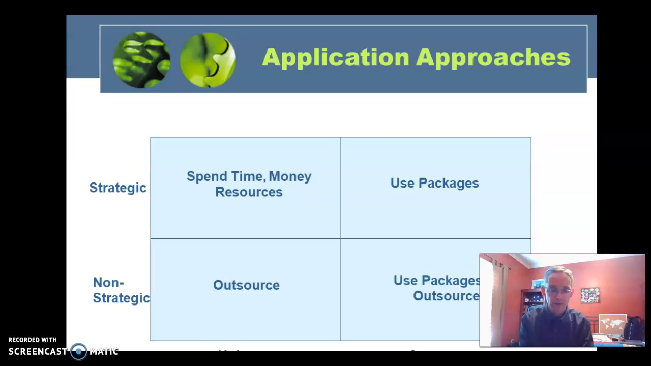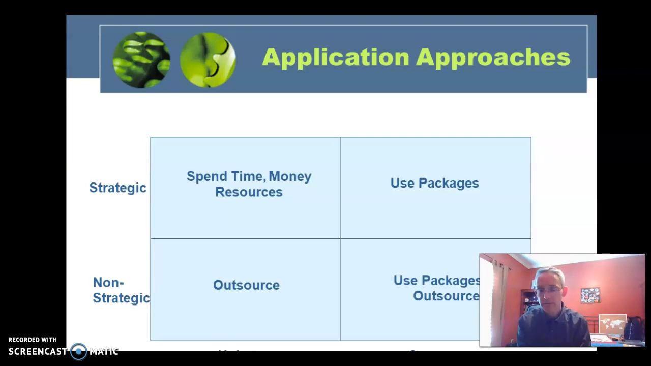So if it's strategic to our success and it's unique to us as an organization, those are the areas that companies really make a difference on when they invest a lot there. We want to do that with our own people. If it's non-strategic, but kind of unique, then we could probably just outsource it, right? Get someone else to do it.